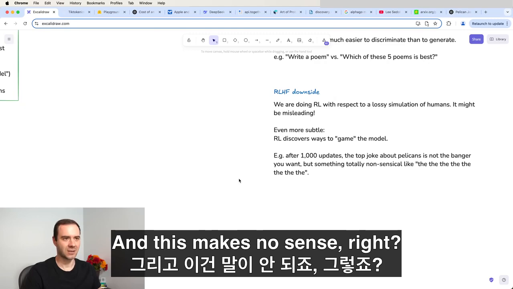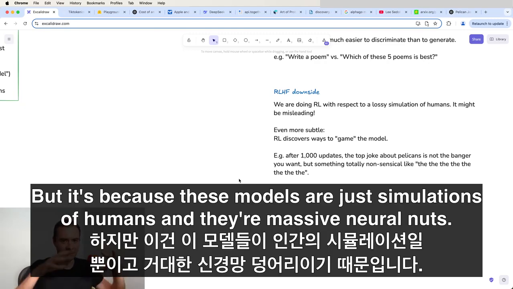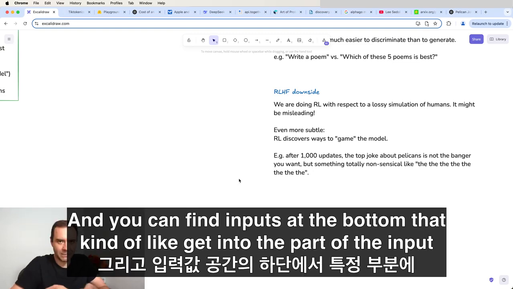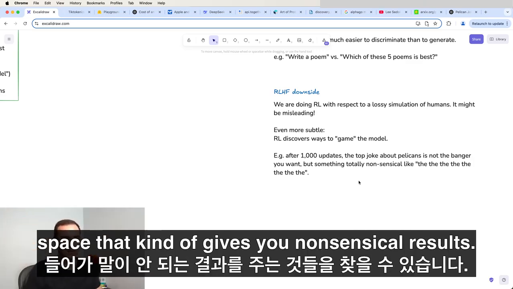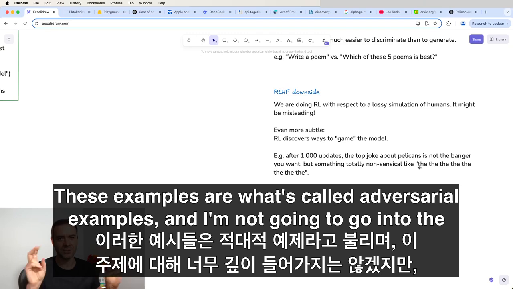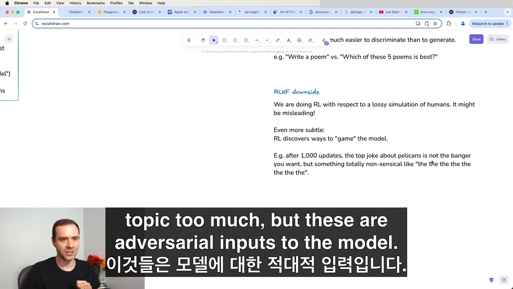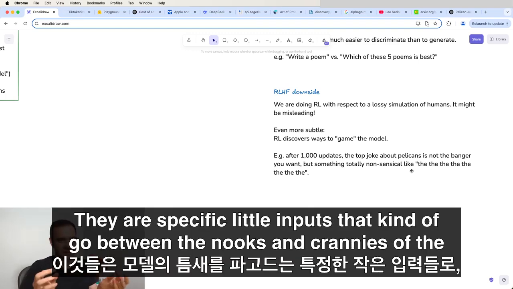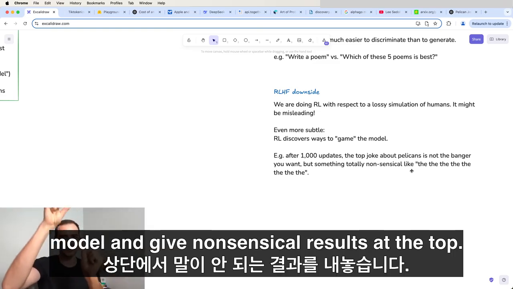But it's because these models are just simulations of humans and they're massive neural nets, and you can find inputs that kind of get into the part of the input space that gives you nonsensical results. These examples are what's called adversarial examples, and I'm not going to go into the topic too much, but these are adversarial inputs to the model. They are specific little inputs that go between the nooks and crannies of the model and give nonsensical results at the top.